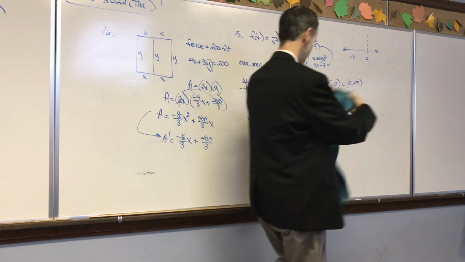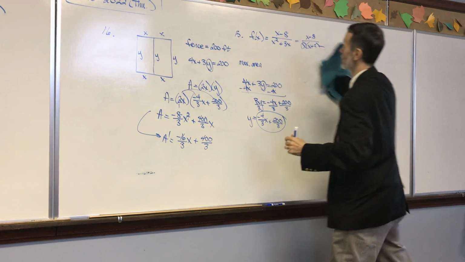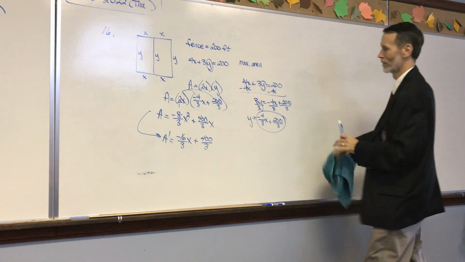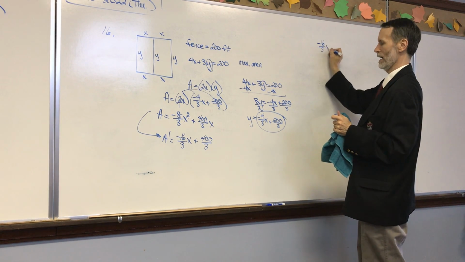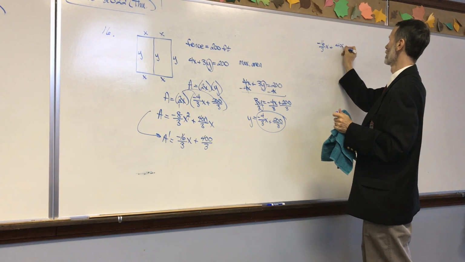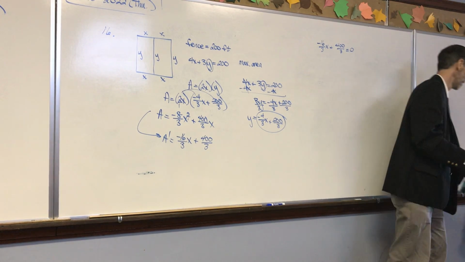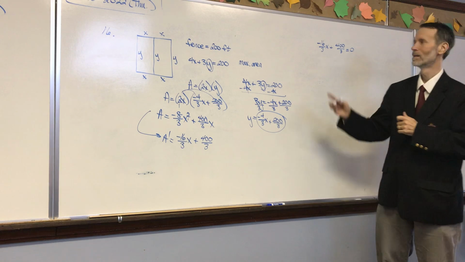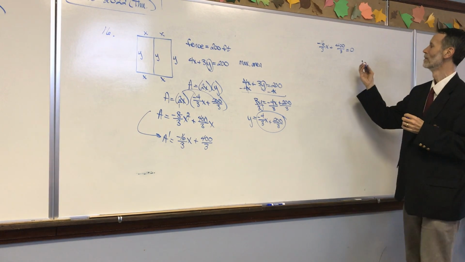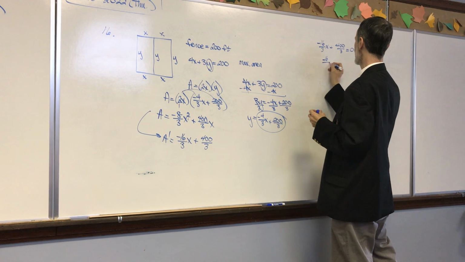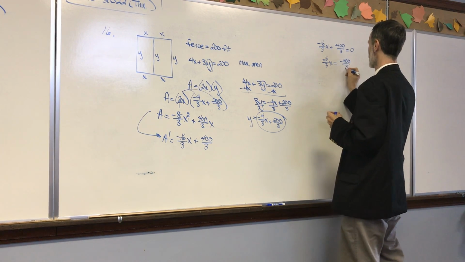How would you set that equal to 0? Set it equal to 0. Exactly. Do it. We've got negative 16/3 x plus 400 over 3 equals 0. Now what? So you could subtract 400 over 3. Okay. So negative 16/3 x equals negative 400 over 3. All right. Now what?